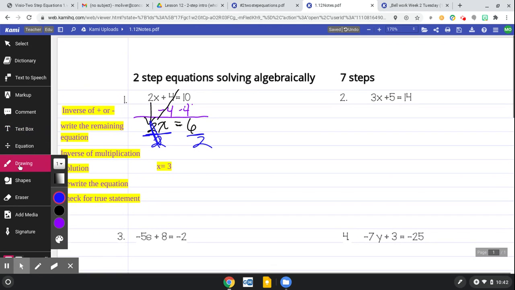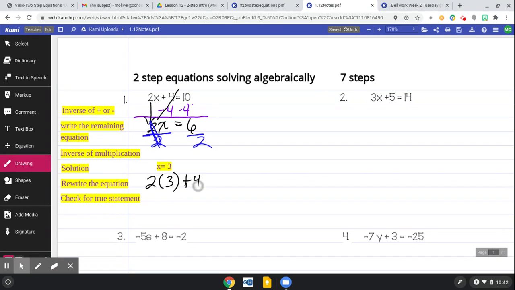Okay, so let's get back to our steps. It said to rewrite our equation. Remember, we are replacing x in our 2x with 3 plus 4. And is that going to equal 10?